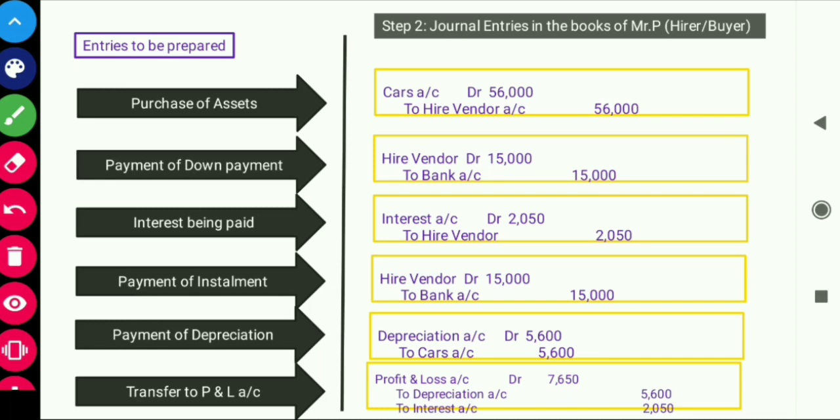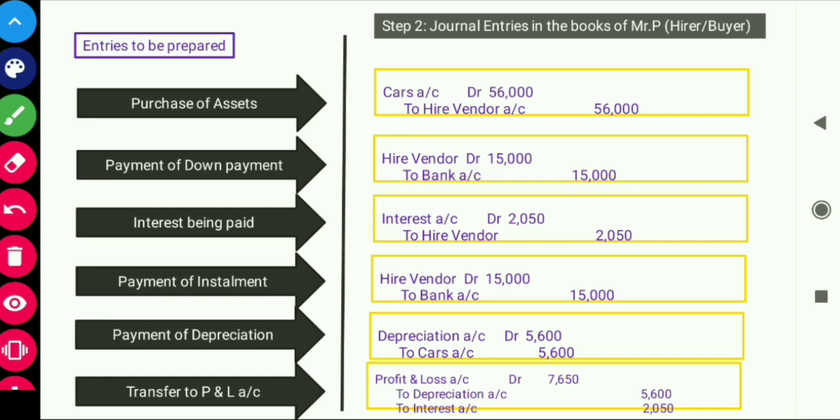So here we have to prepare 6 journal entries in the books of Mr. P. He is a hirer. So just imagine that Mr. P approaches a hire vendor. The hire vendor's name is not given in this problem, that's why we just call it the hire vendor. So he approaches the hire vendor for purchase of cars, but he is not going to pay the full amount at the time of buying. He needs 3 installments to settle all the amount.